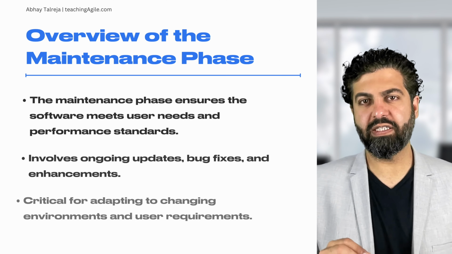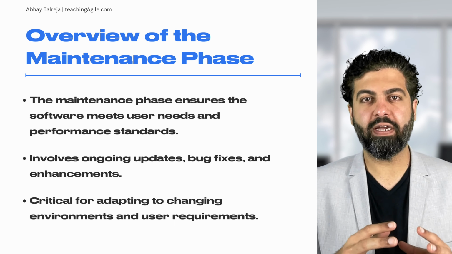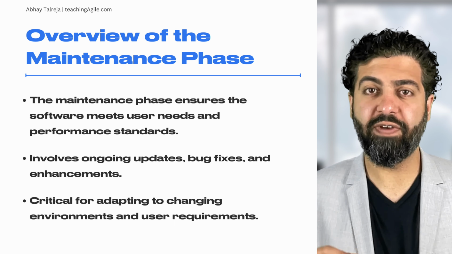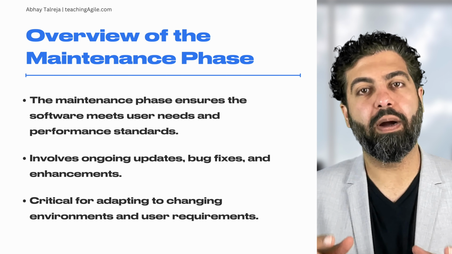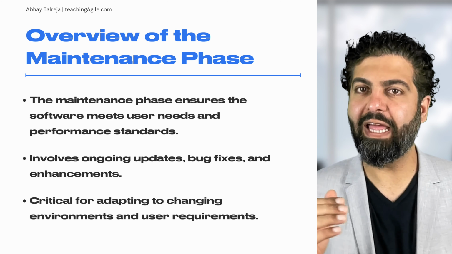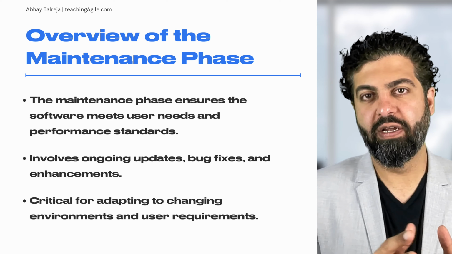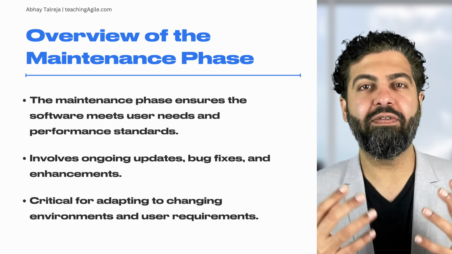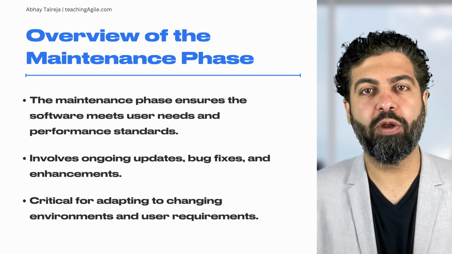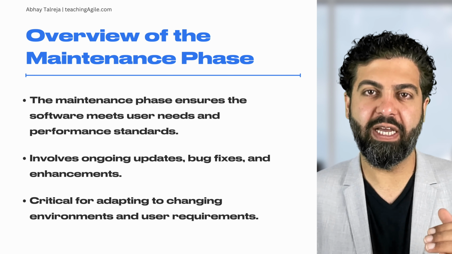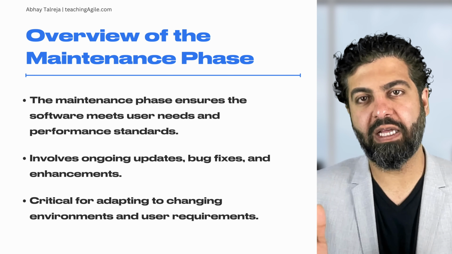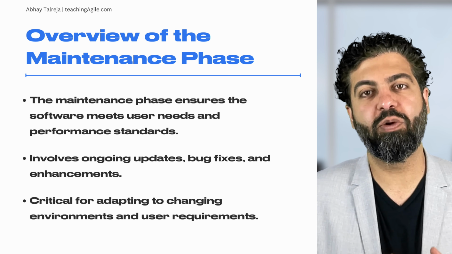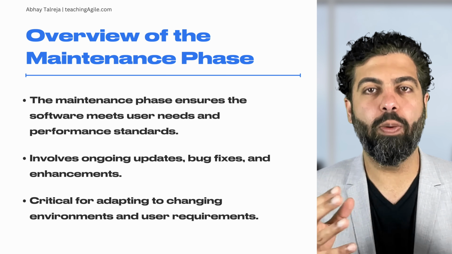The maintenance phase ensures that your software continues to meet the user's requirement and performance. Maintenance phase also involves ongoing updates, bug fixes, and enhancements to your existing software. Maintenance phase is as simple as you doing your lawn mowing, right? Every other week you have to do your lawn mowing, trim the grass, trim the edges, give the shape. It's the same thing for doing your project management. You need to make sure that when you release your product, you are also maintaining it.